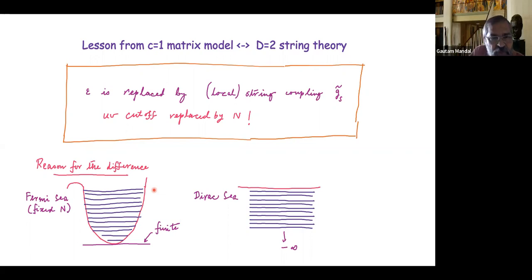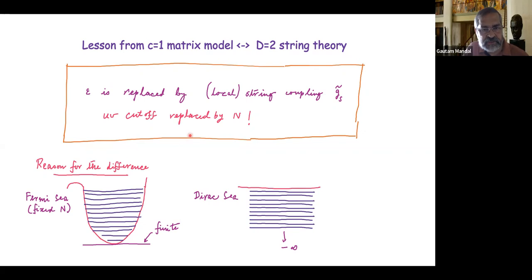This is a very important point, and it would seem to be relevant for this string worldsheet way of doing entanglement entropy, the stuff that Atish and Witten and other people are doing.